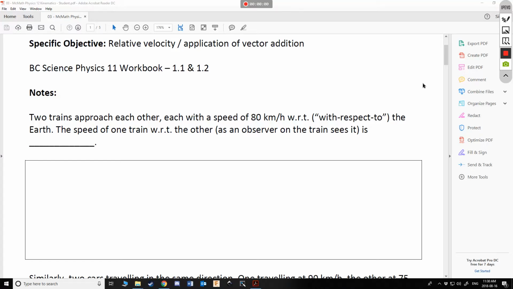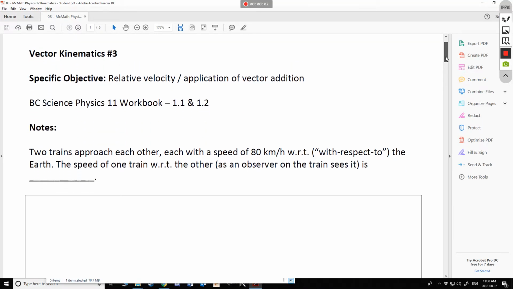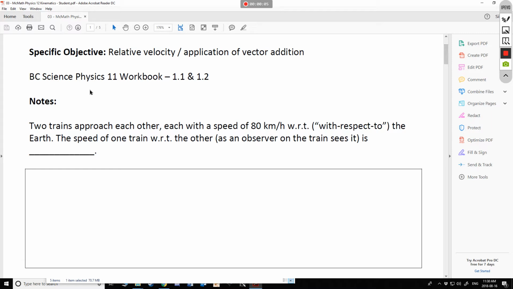Hey, welcome to day 3. Today we're going to look a bit at relative velocity in motion. Let's look at the basics first.